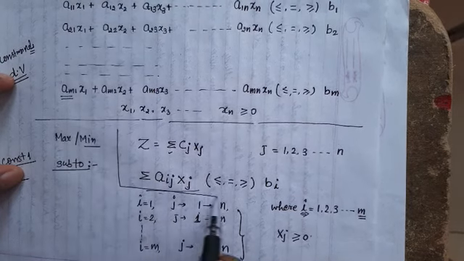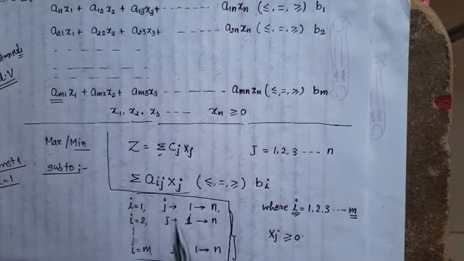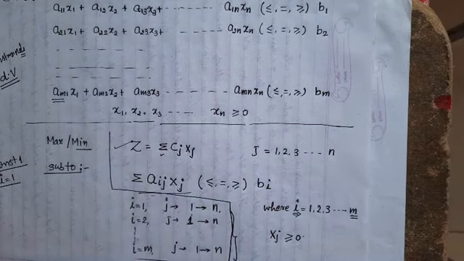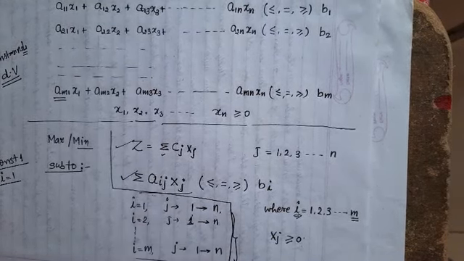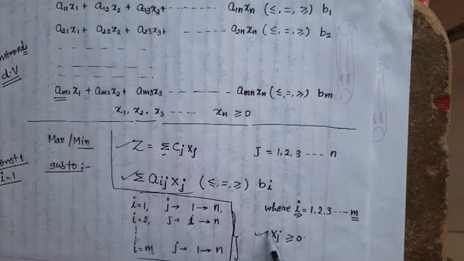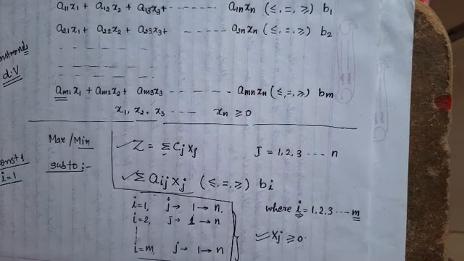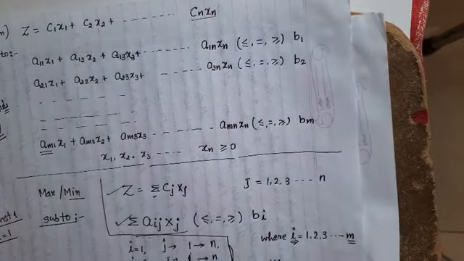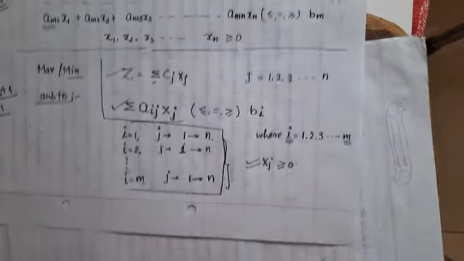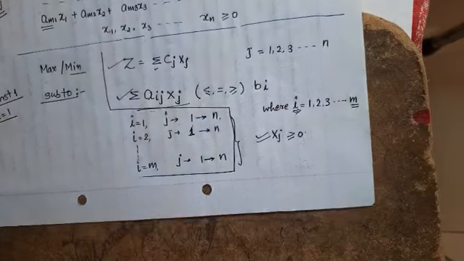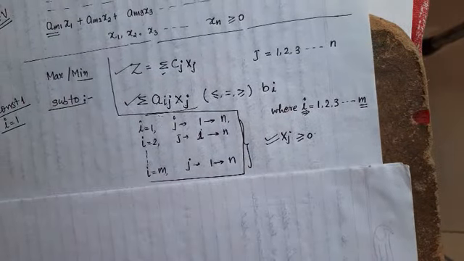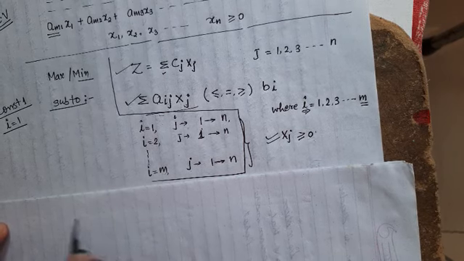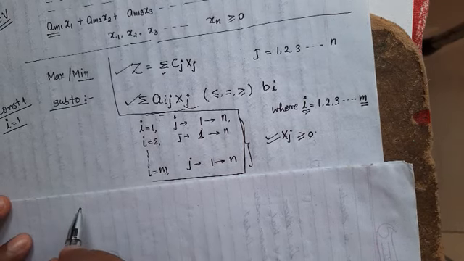So this will be your objective function, this will be your set of the constraints, and this will be your non-negativity of the constraints. So let us look at a few terms involved in this formulation. Let us look at them one by one.